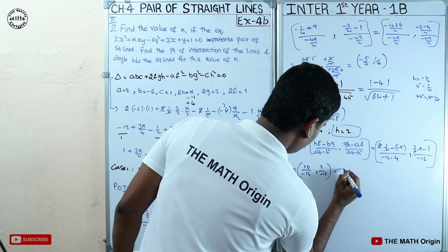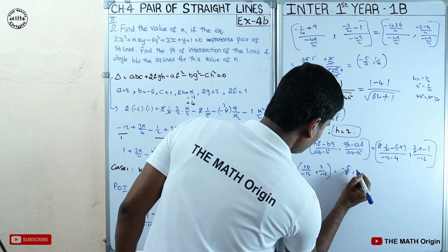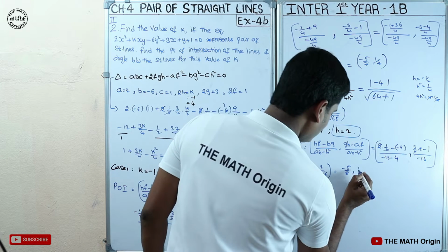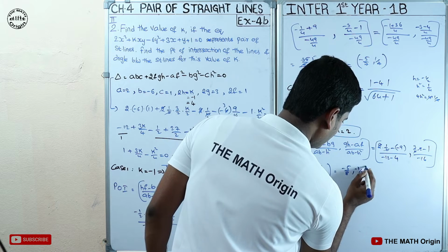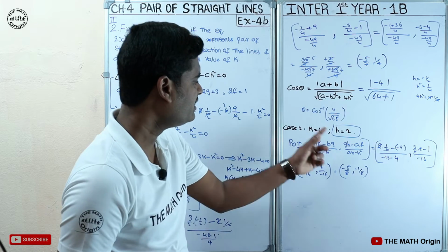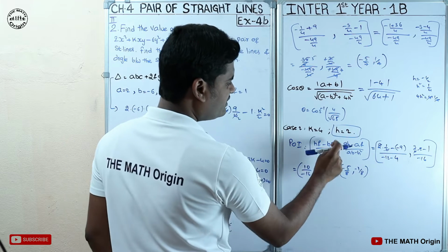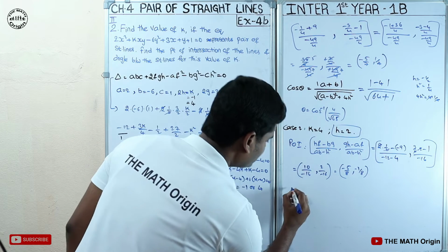Okay, therefore the value is minus 5 by 8, comma 1 by minus 1 by 8, which is the point of intersection for the second case. K is equal to 4. Now we got a point of intersection, and for this H value, let's find out the cos theta angle between them.